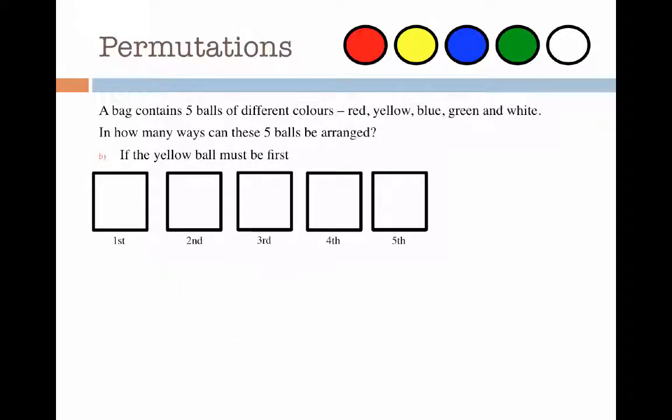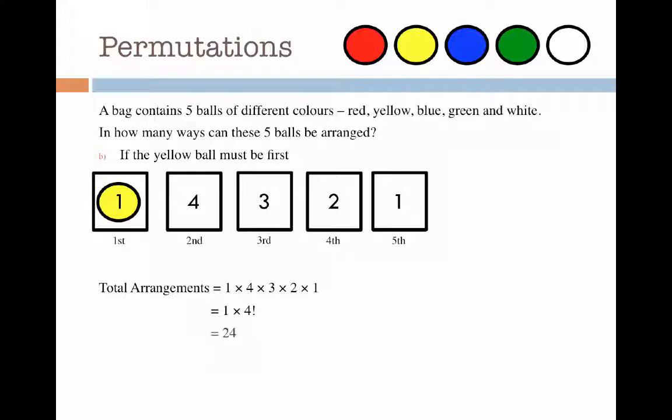Let's look at B. If the yellow ball must be first. Now, if the yellow ball must be first, there's only one way to choose that first ball being yellow. But once the yellow ball is gone, we now have 4 selections for the second, 3 for the third, 2 for the fourth, and just 1 last selection for the fifth. The total number of arrangements will be 1 times 4 times 3 times 2 times 1, which is 1 times 4 factorial. We get an answer of 24 different arrangements where the yellow ball must be first.